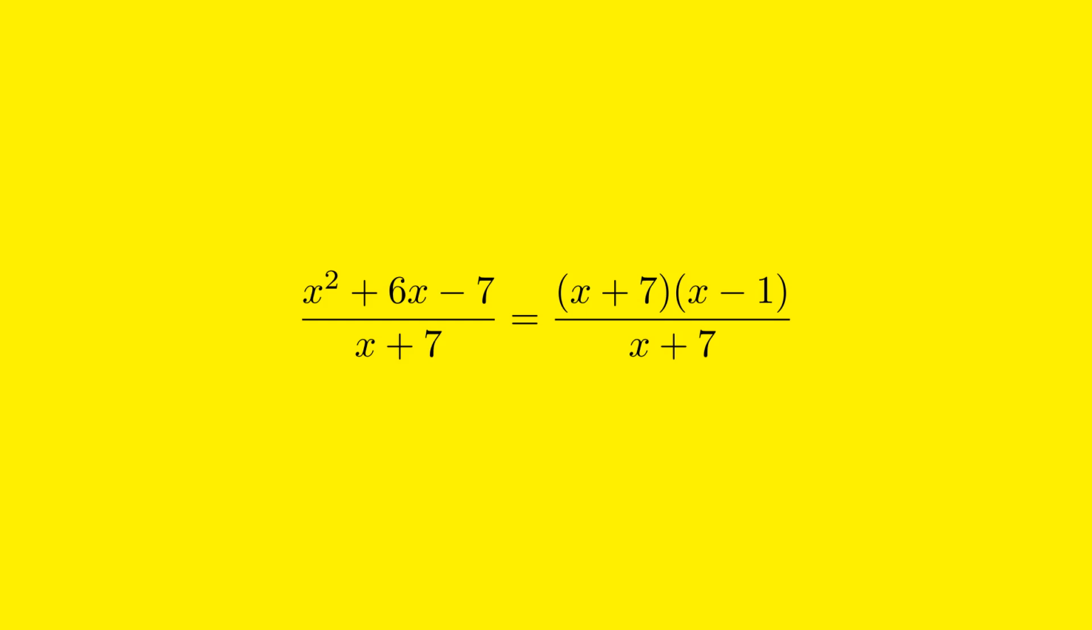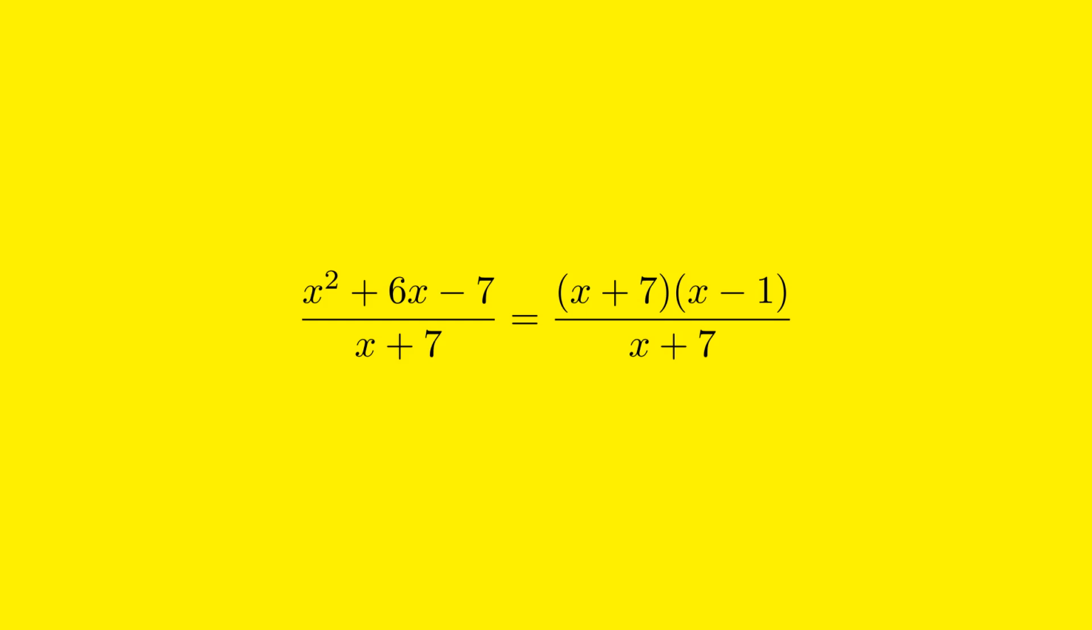To do this, we look for two numbers that multiply to give us the constant term, which is minus 7, and add up to give us the middle coefficient, which is 6. The two numbers that fit this requirement are 7 and minus 1. Therefore, we can rewrite x squared plus 6x minus 7 as x plus 7 times x minus 1. So the factored form of the numerator is x plus 7 times x minus 1.